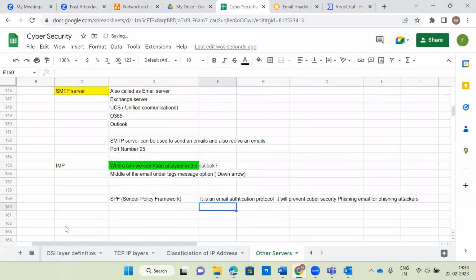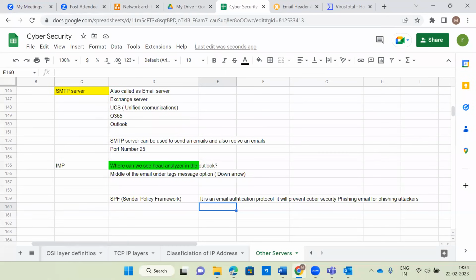So it is an email authentication protocol that helps stop phishing emails. Who will send the phishing email? Phishing attackers. It also provides additional information: whoever is part of the organization, for example you and me are part of the same company like Wipro, so on behalf of me you can send an email. But attackers can't, unless they compromise the credentials.